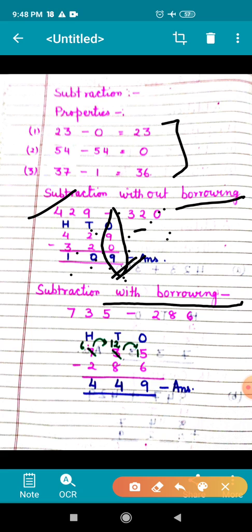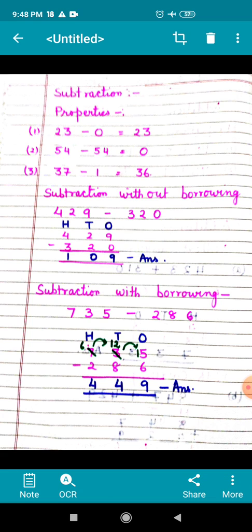2 minus 2, 0 and 4 minus 3, 1. So the answer is 109. Now let us see the second one, subtraction with borrowing.